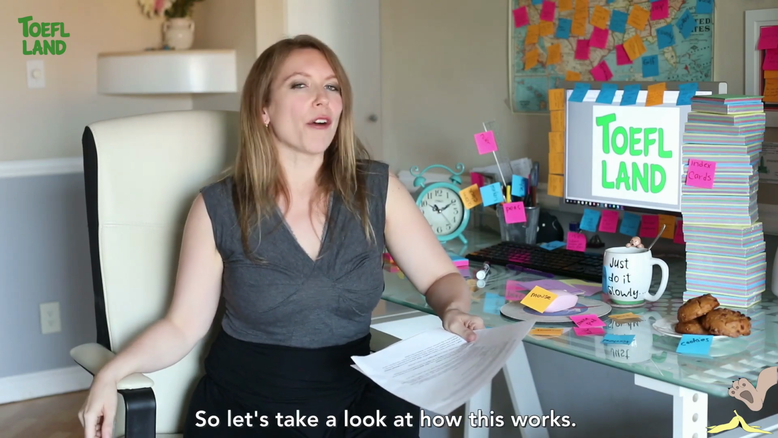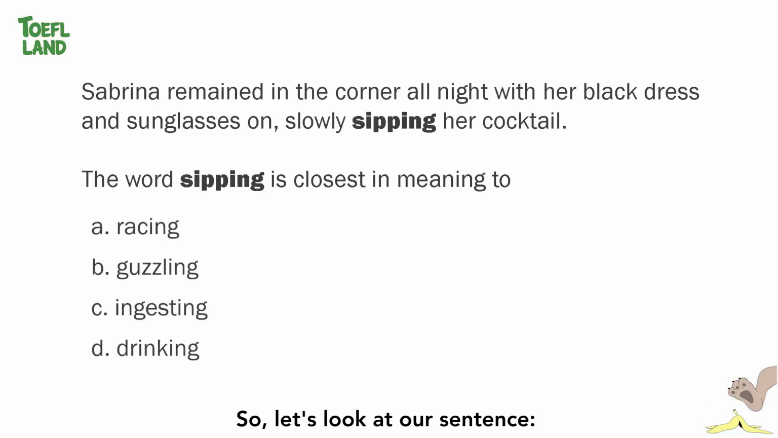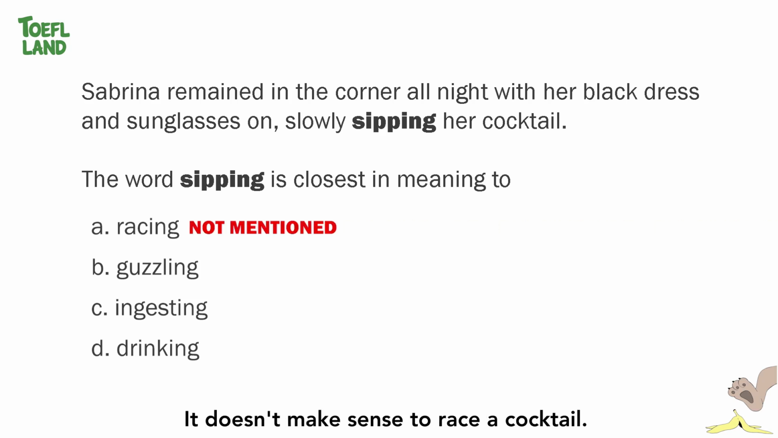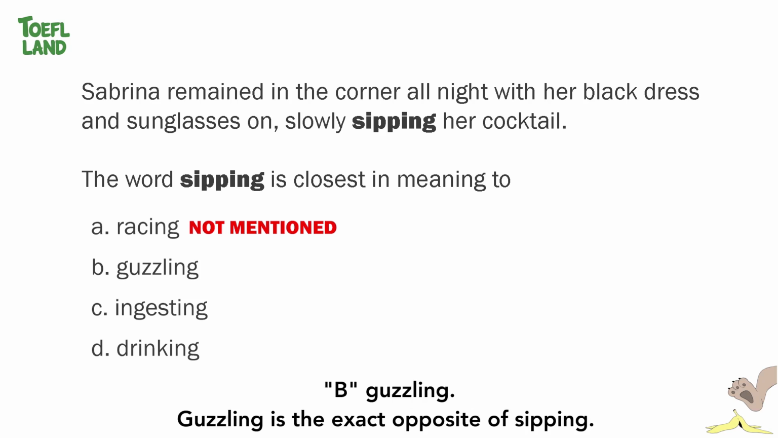So let's take a look at how this works. So let's look at our sentence. Sabrina remained in the corner all night with her black dress and sunglasses on, slowly sipping her cocktail. The word sipping is closest in meaning to: is it A, racing, B, guzzling, C, ingesting, or D, drinking? Well, if you look at A, racing, so there's no mention of a race. It doesn't make sense to race a cocktail. It's just not logical.